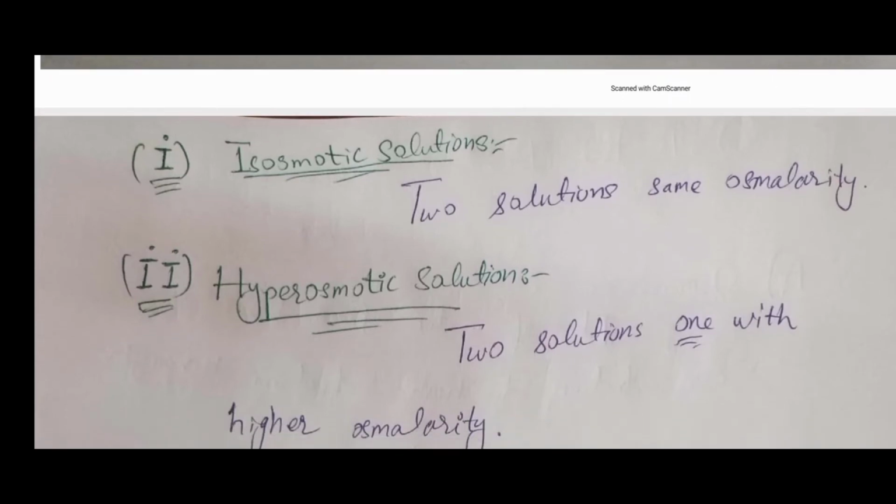What are the types of solutions based on osmotic pressure, osmosis or osmolarity? There are three categories of solution depending on the concentration or osmolarity of solute particles in a solution. If there are two solutions and they have the same osmolarity, the same number of solute particles, they are known as isosmotic solutions.